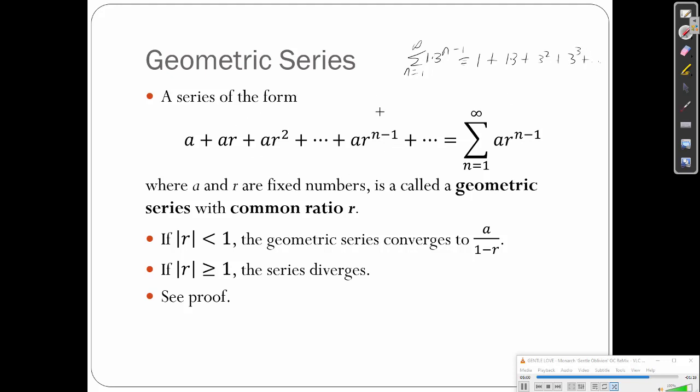The nice thing about geometric series is that they are very easy to determine whether they converge or diverge. You only have to note what A is and what R is. R is called the common ratio because it is the ratio of one term to the next. You just multiply by R to get to the next term. You divide by R to get to the previous term. Here are the rules. But let's see where they come from.